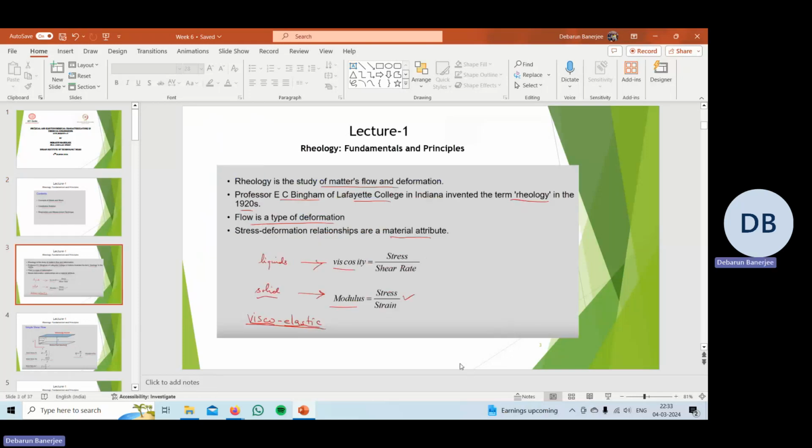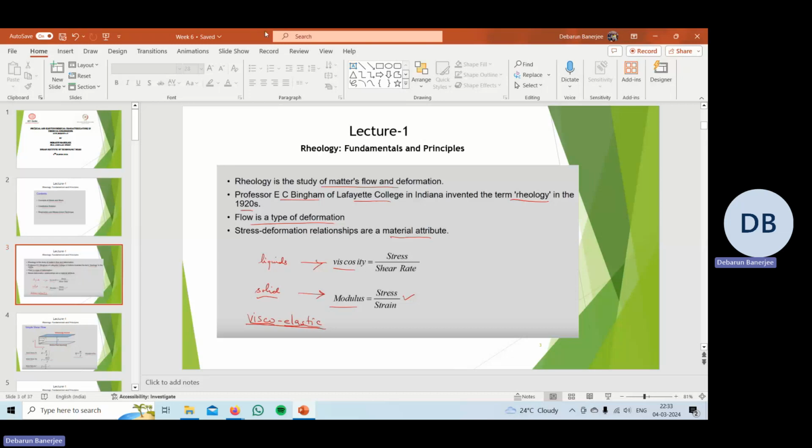So, rheology is the study of matter's flow and deformation. Professor E.C. Bingham of Lafayette College in Indiana invented the term rheology in the 1920s. Flow is a type of deformation. Stress deformation relationships are material attributes.